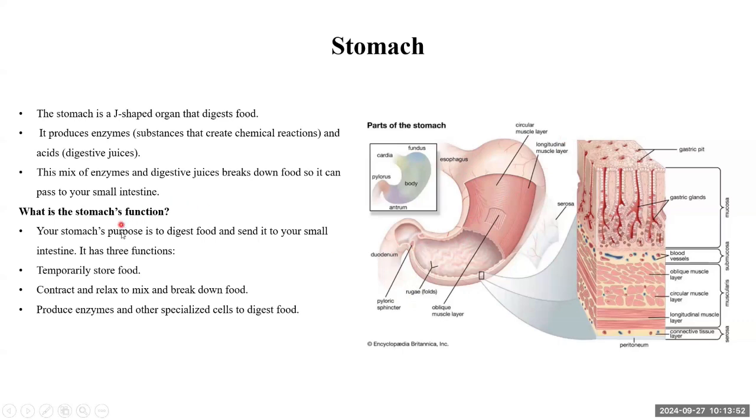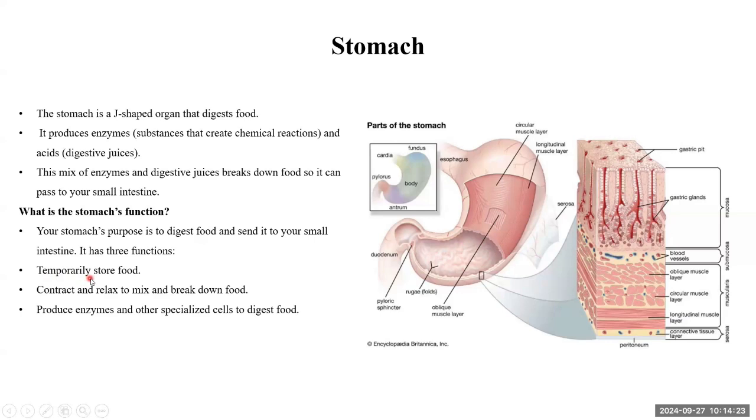So what's the stomach function? Basically, its purpose is to digest food and send it to your small intestine. The main purpose of the stomach is to digest food. So the major portion of the food is digested here. I would say 70 to 80% of food is digested here, and then it is pushed forward into the intestine, where the rest of the food is digested. So this is the major, or I would say principal, function of the stomach.